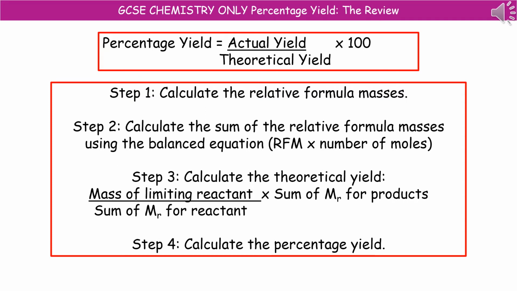Today's chemistry check is looking at some of those key calculations. So the first one we need to be able to do is the percentage yield. So percentage yield is actual yield divided by theoretical yield times by 100 because it's a percentage.